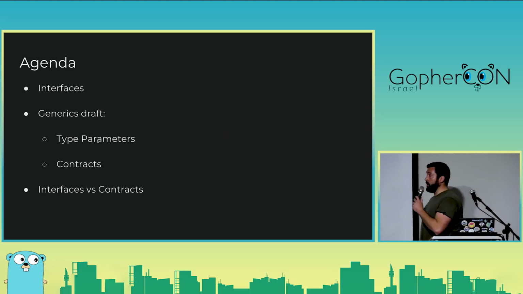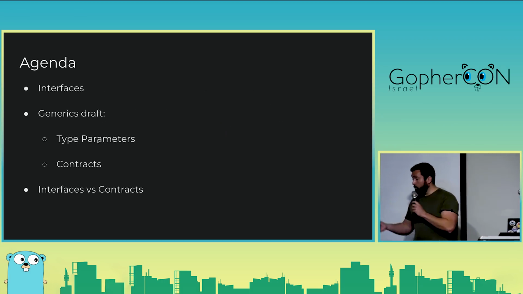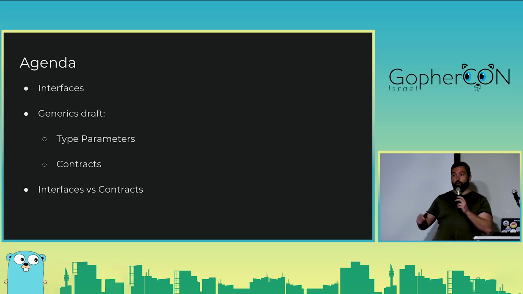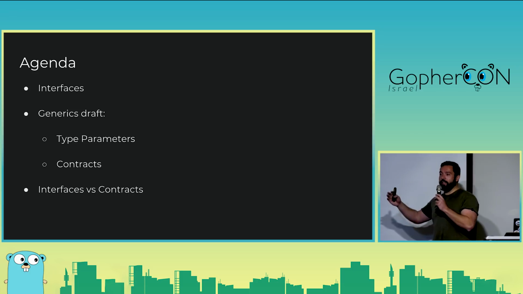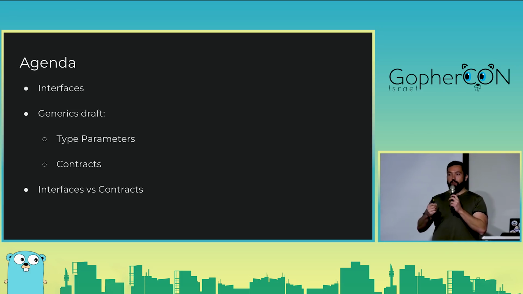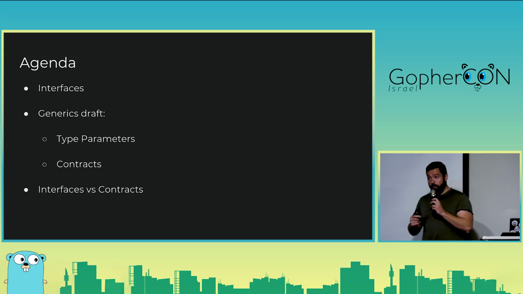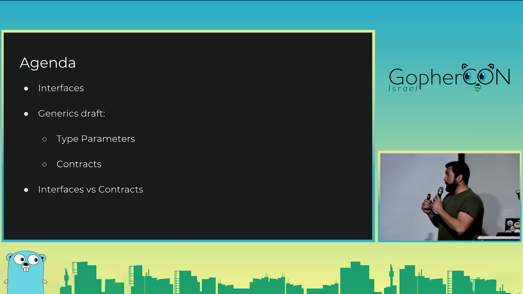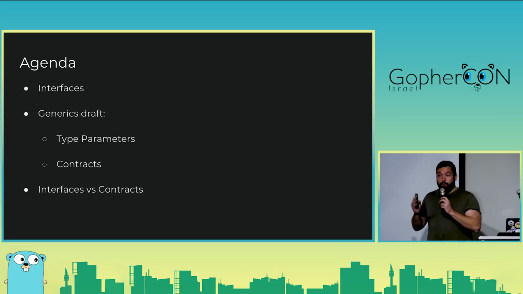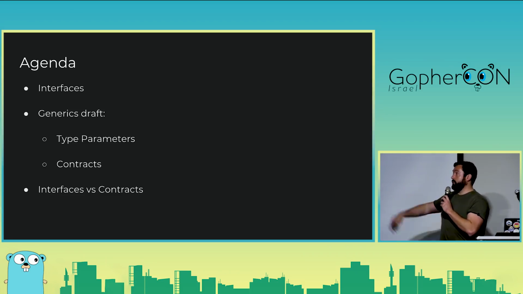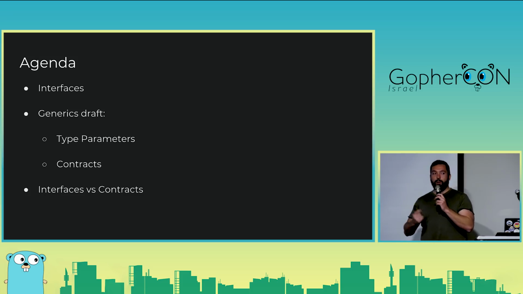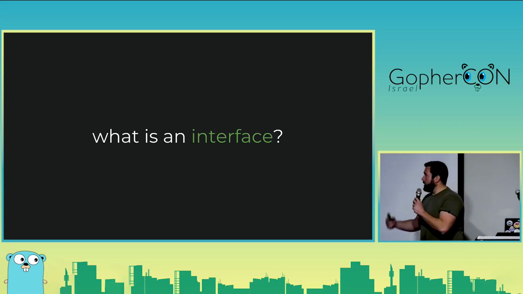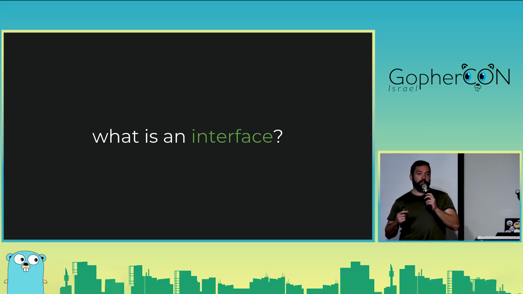So we're going to be talking about what interfaces are. Then we're going to start talking about the generics draft. Go has been talking about generics forever, and finally it's a thing that we can actually see, and there's code that has generics in Go, which is kind of weird, but you'll see. You might like it or you might not. And there's two parts of it, type parameters and contracts. And then we're going to compare them and see which ones are more powerful and which ones you should be using or maybe not. So, first of all, what is an interface?